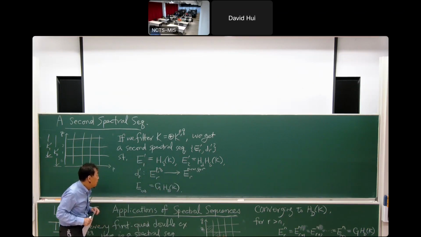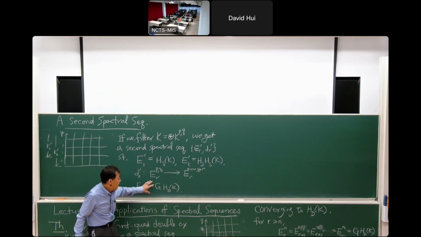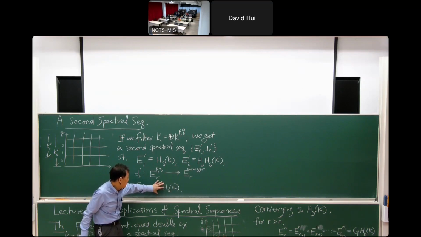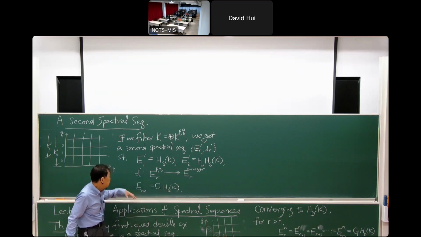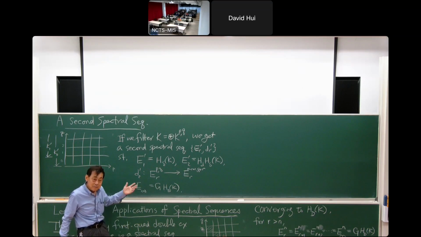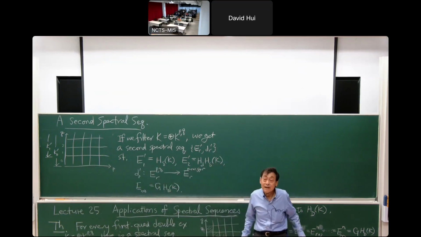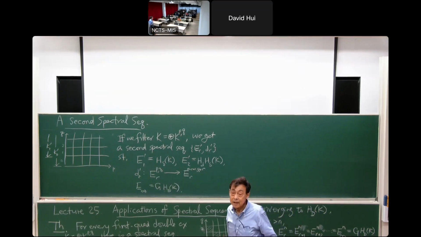Okay, so that's great, because what this says is that you can compute the associated graded complex of the total cohomology in two ways. You can compute it filtered by P or filtered by Q, and the two ways should be equal.